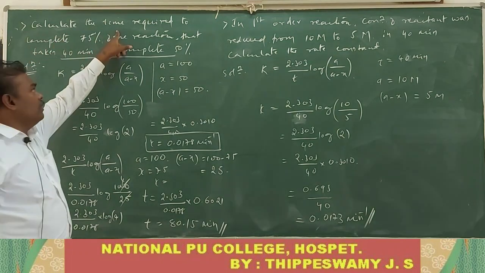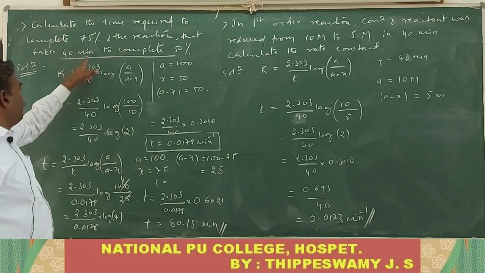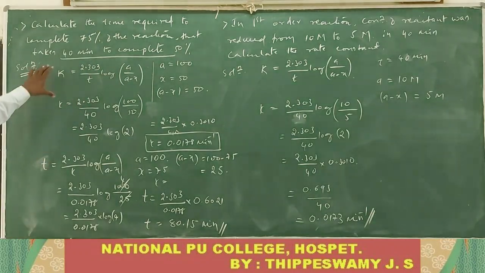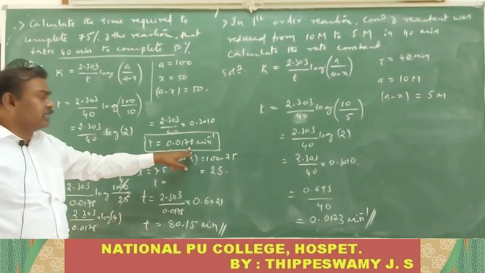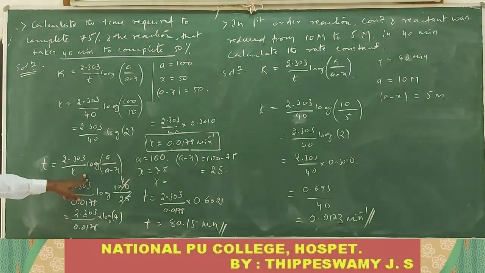Calculate the time required to complete 75% of the reaction, that takes 40 minutes to complete 50%. Is it not? So first of all you have to find the value of K for 50% completion. Time given and the percentage of the reaction completed also given. Using this data we can find the value of K. You are getting the value of K that is 0.0178 per minute. Using this value of K, you find the time required to complete 75% of the reaction.